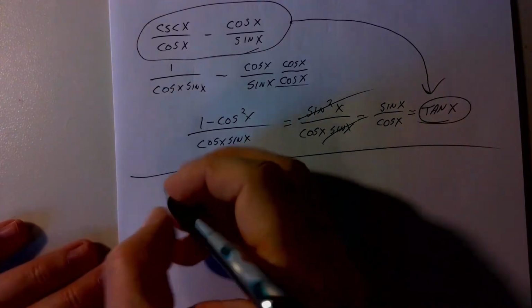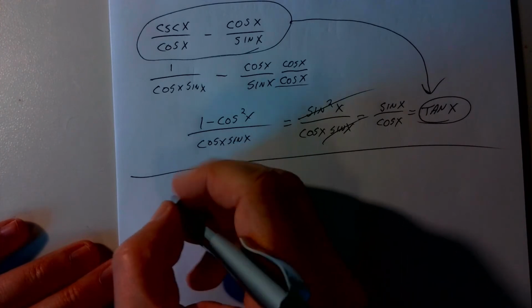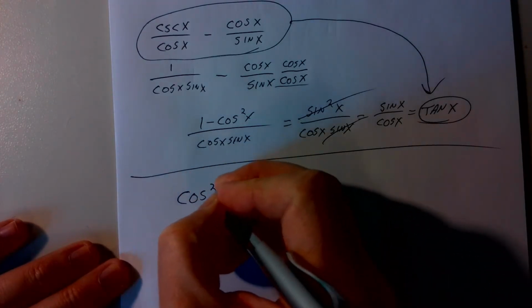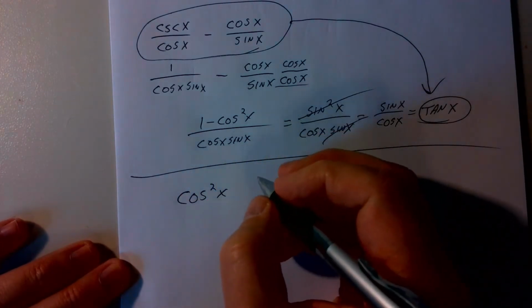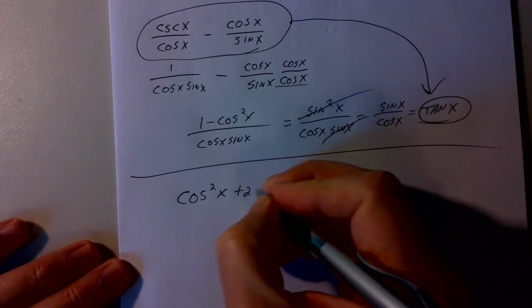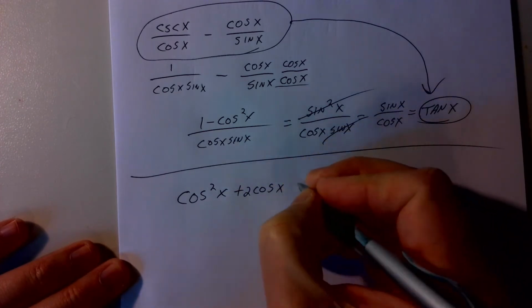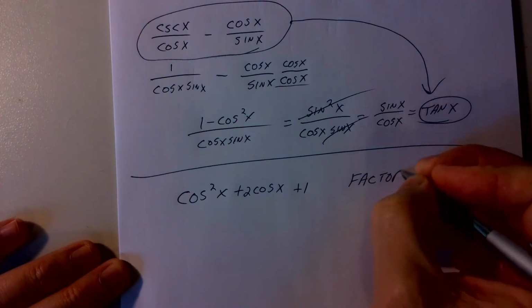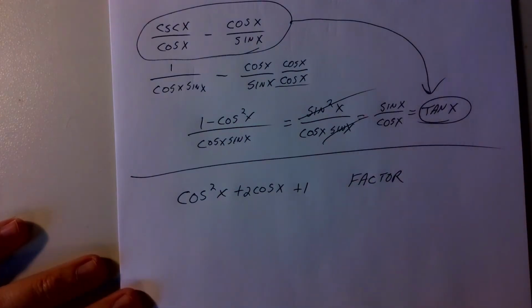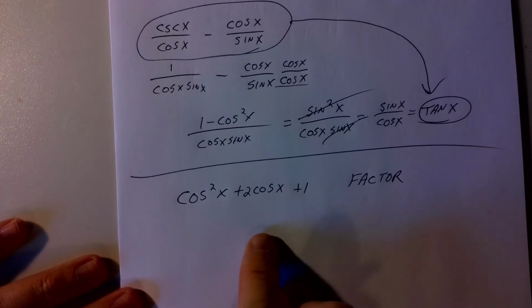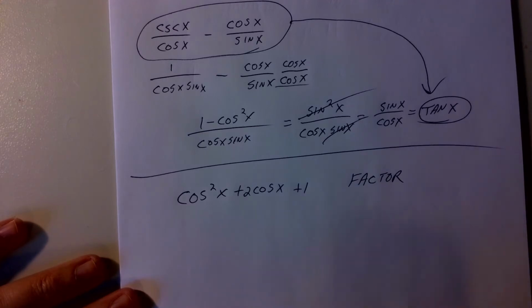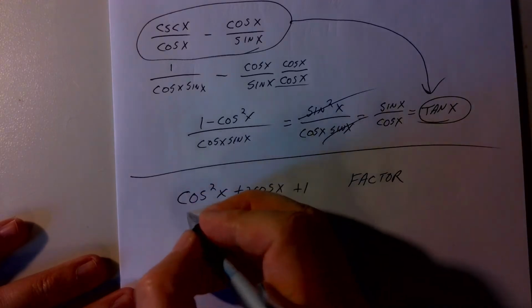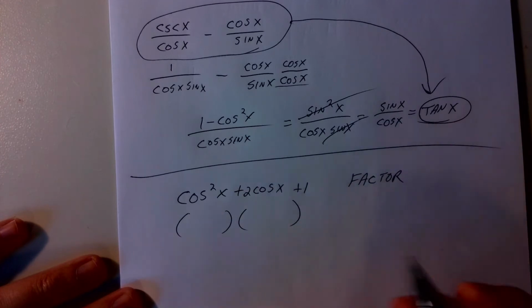So let's try something else. Let's try one of these ones. Let's do cosine squared x plus 2 cosine x plus 1. And I'm going to ask you, we know how to factor. Can we factor with trigonometric identities or trigonometric expressions and problems? And the answer is yes, we can do that. And I don't want you to think that we can't. So let's see if this works out.